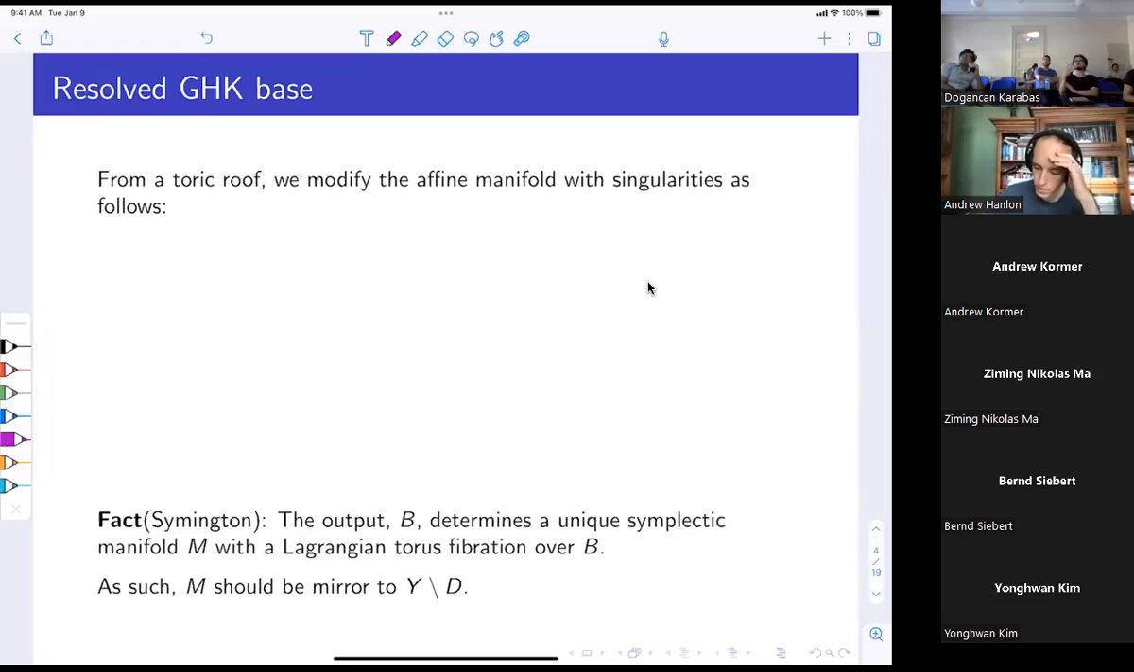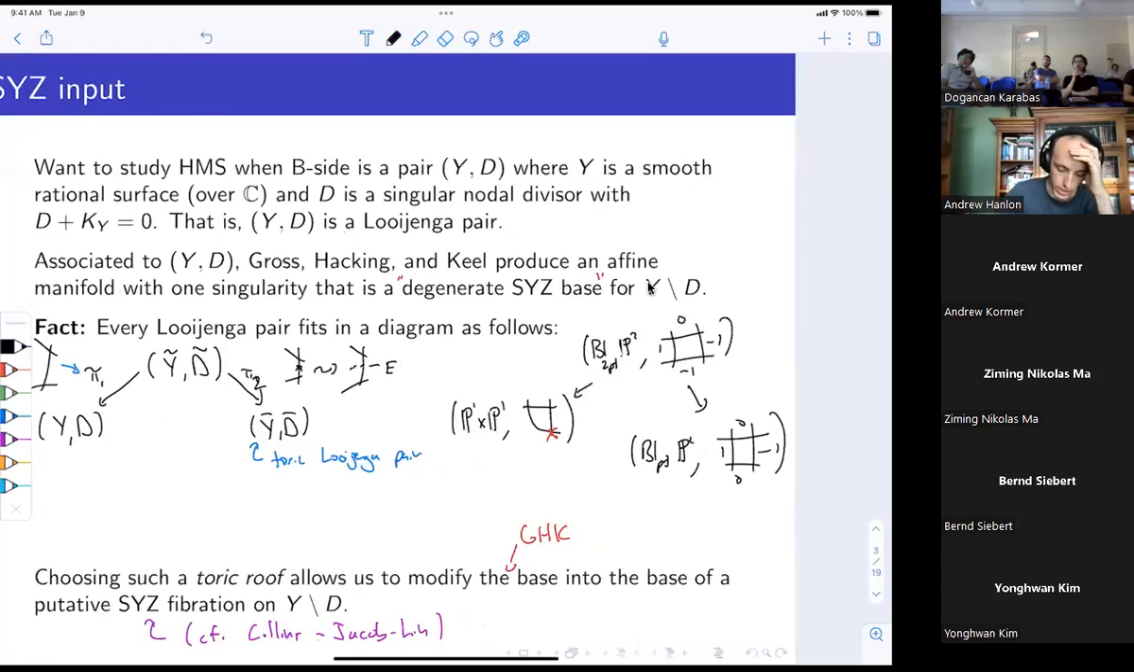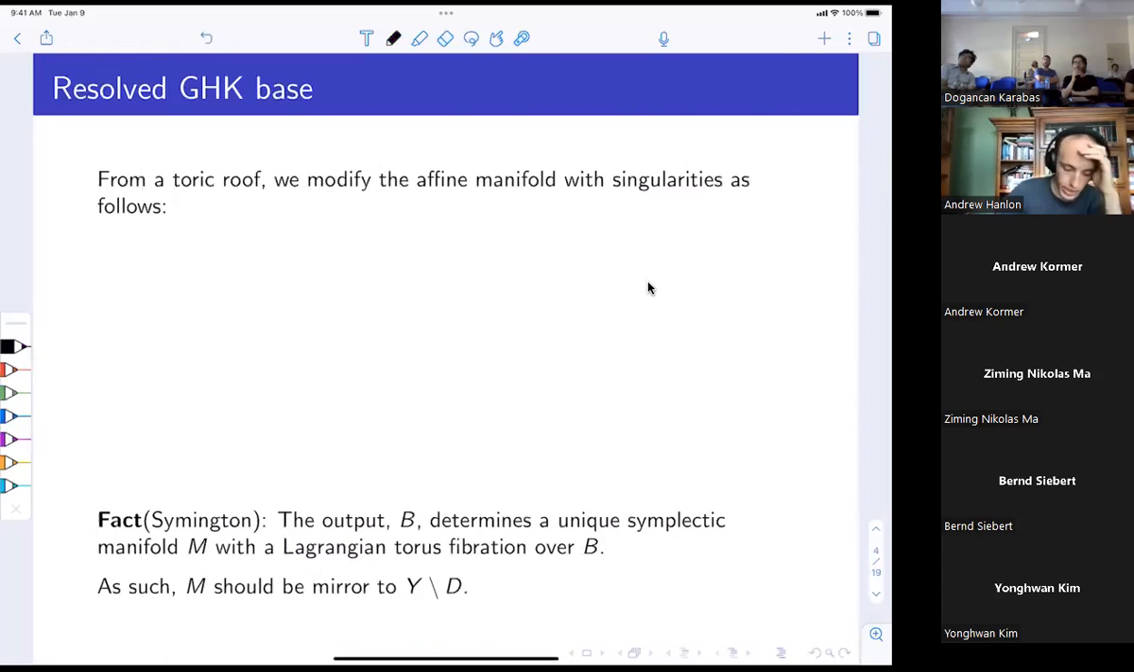So when you take a toric roof, we had these two operations, pi2 and pi1. I'm going to view it in the opposite direction: I start with the toric thing, and then I do some operations to get the base for the Looijenga pair. So for pi2, what you're going to do is add a slit, and I'll draw a picture to see what this means.